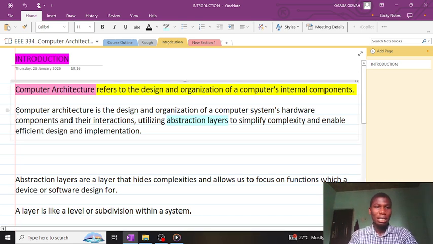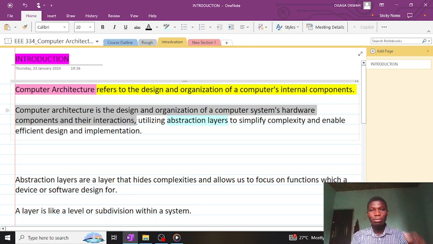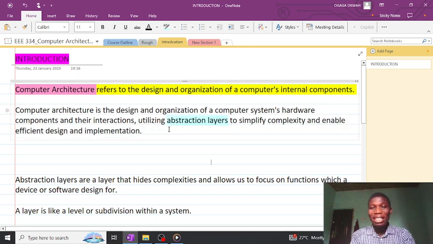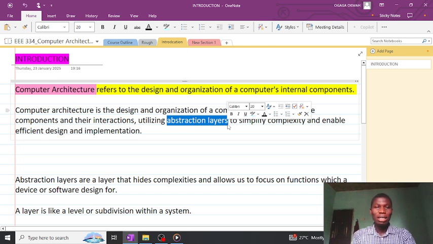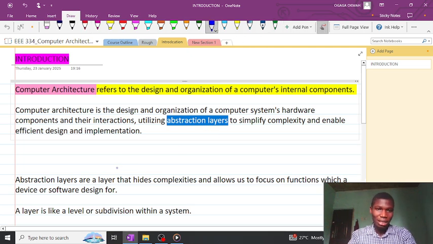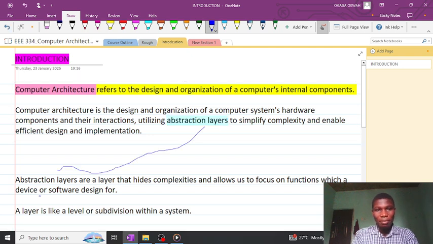You can also look at it as the design and organization of computers' hardware components and their interaction, utilizing abstraction layers to simplify complexity and enable efficient design and implementation. Now, one key thing here is abstraction layers. Abstraction layers, very, very important. So what do we mean by these abstraction layers? Okay, abstraction layers. Definition we have here.